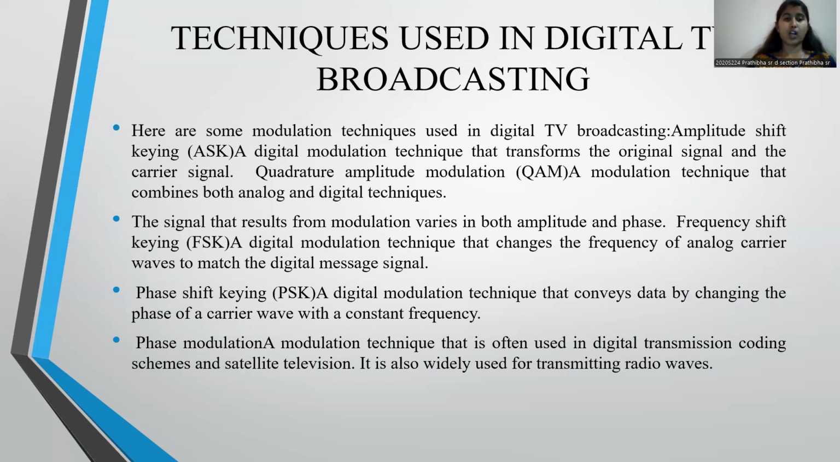Now, let us go through the techniques involved in digital TV broadcasting. Here are some modulation techniques used in digital TV broadcasting. The first and foremost one is amplitude shift keying, which is ASK, a digital modulation technique that transfers the original signal and the carrier signal. The second technique is quadrature amplitude modulation, QAM. It is a modulation technique that combines both analog and digital techniques. The signal that results from modulation varies in both amplitude and phase.